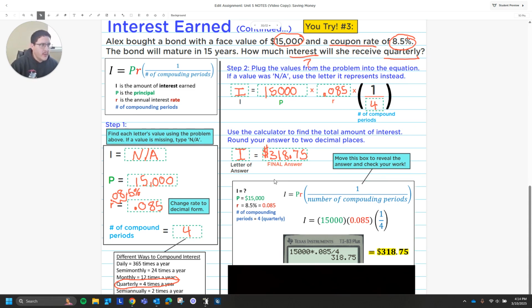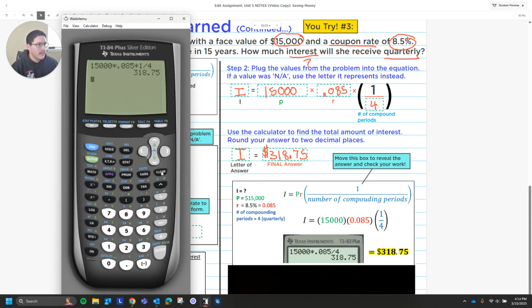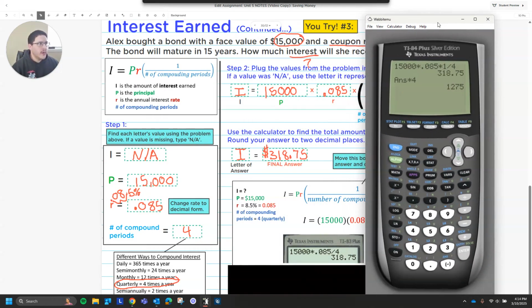Now, let's say as an aside, you want to figure out how much interest Alex will actually have for all 15 years. Well, let's take 318. This is for every quarter, so this is going to happen 4 times per year. So this is 318 times 4, which is 1,275. That's for 1 year. Now, this is going to take 15 years, so multiply by 15.